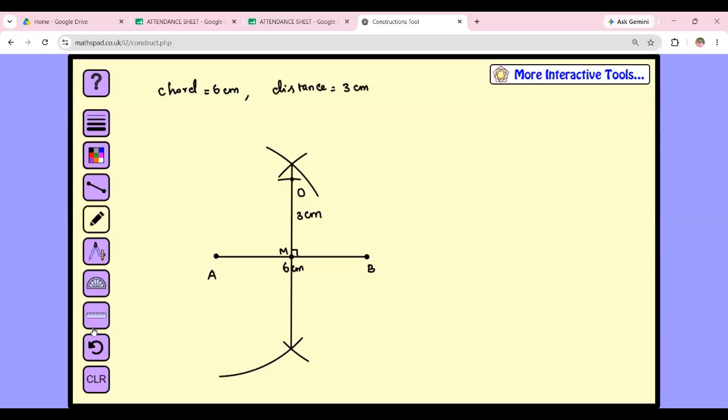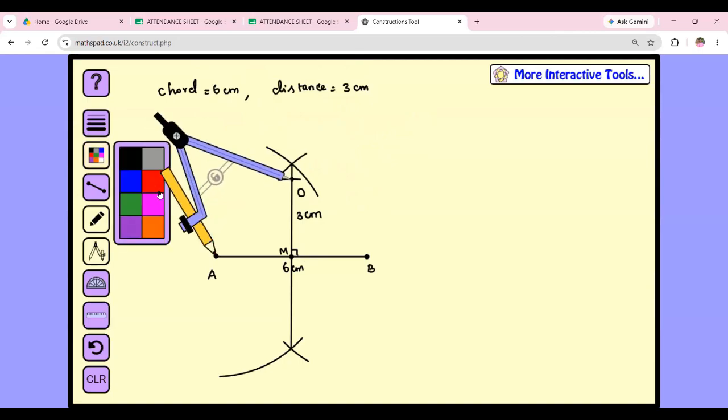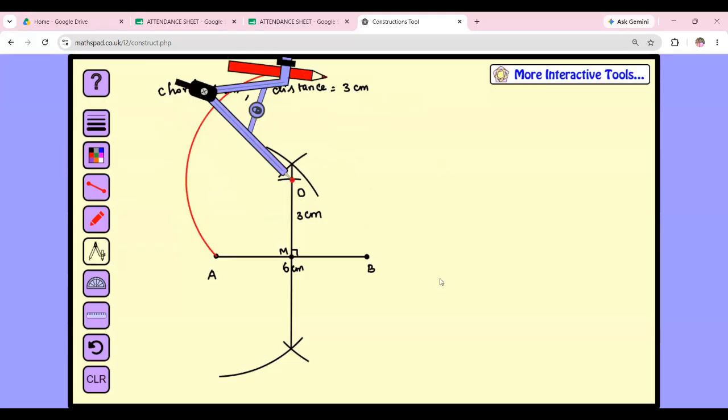Now O is the center and OA is the radius. Use your compass with OA as the radius, and I can draw the circle.